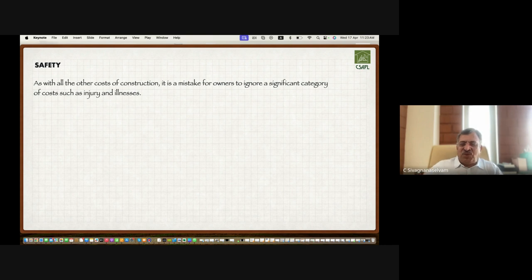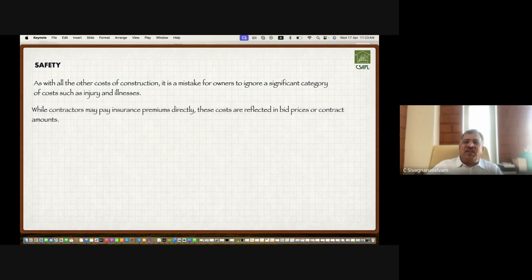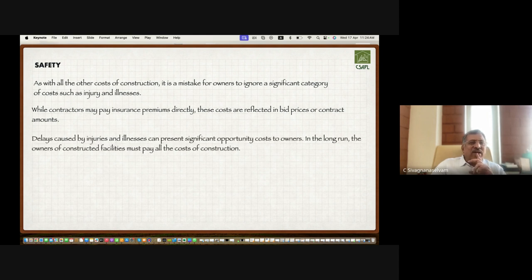The insurance for all the workers at site is the most essential thing, because if anything goes wrong, we need not repent. It is not an expense, it is an investment in the project. We have to take it that way. Delays caused by injuries and illness can present significant opportunity cost to owners. In the long run, the owners of construction facilities must pay the cost of construction.